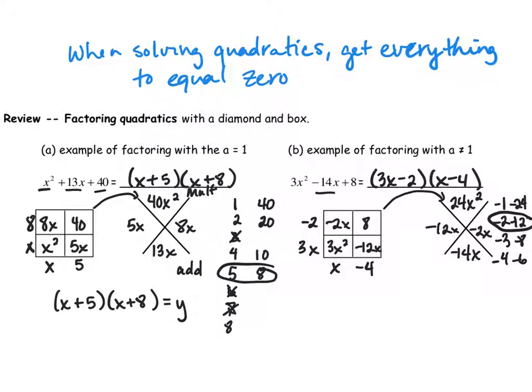All right, so that is a review of factoring using the box and diamond. Some people prefer a different grouping method. Mathematically, it's the same thing. If you have another method for factoring that works for you, then by all means use it. I'm doing the box and diamond because that's most familiar to students at this school. All right, moving on.